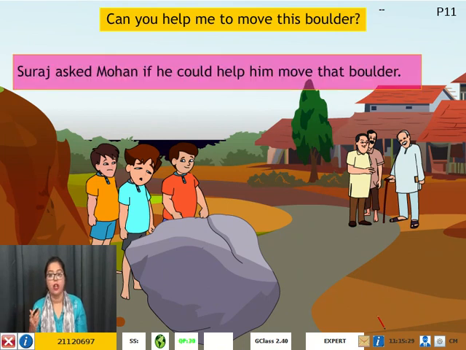Now, we will convert these sentences into indirect speech. So you see, Suraj asked Mohan if he could help him move that boulder. Now the conversation was going on between Suraj and Mohan, right? So Suraj asked Mohan if he could help him move that boulder. So till here you have understood? Great. Now you see, can becomes could.